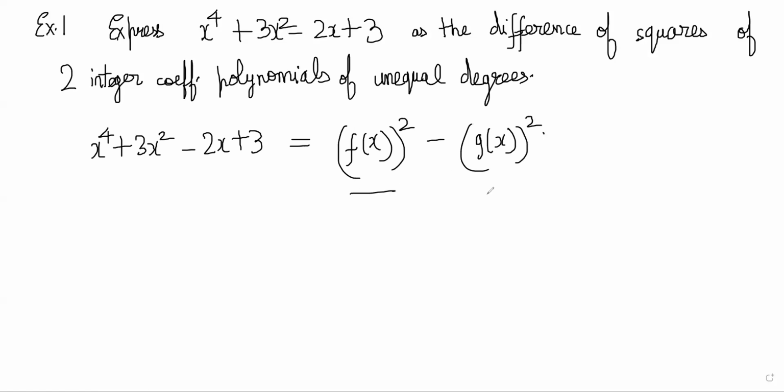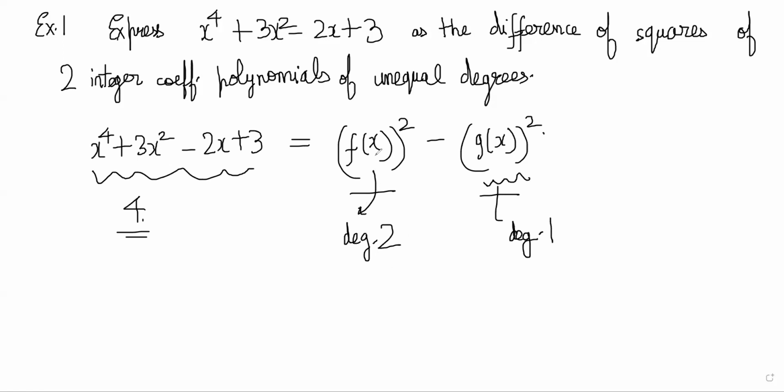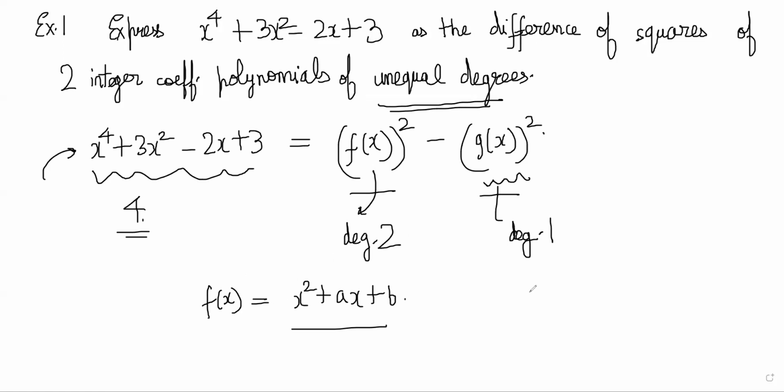And since they have to have different degrees and the degree of this polynomial is 4, we should immediately be able to say that the degree of f should be 2 and the degree of g must be less than 2. So we can take in general the degree here is 1. Once you decide this because of the unequal degrees, we can just express this like this. This is a 2 degree polynomial in general. Why did we take the leading coefficient 1? Because in this polynomial also the leading coefficient is 1. So this is my f of x in general and this is my g of x, cx plus d.